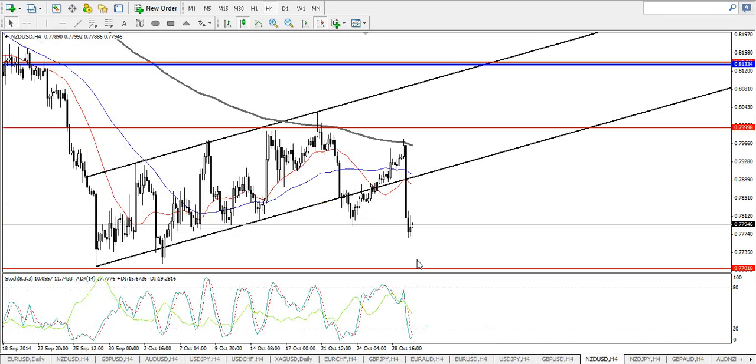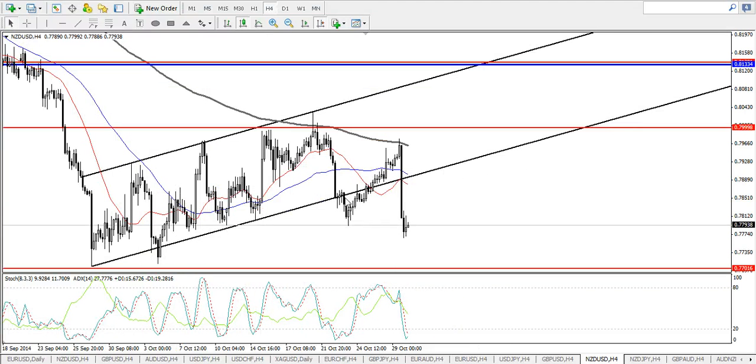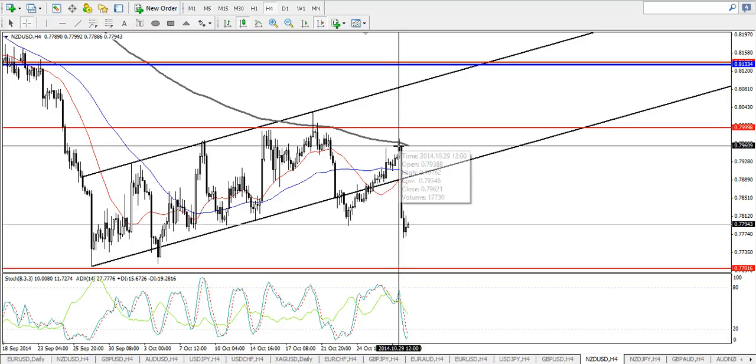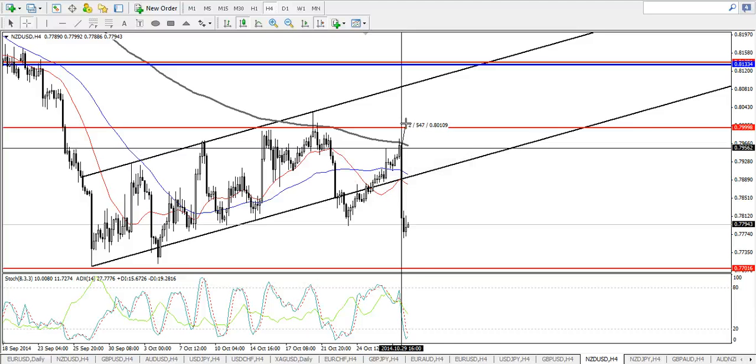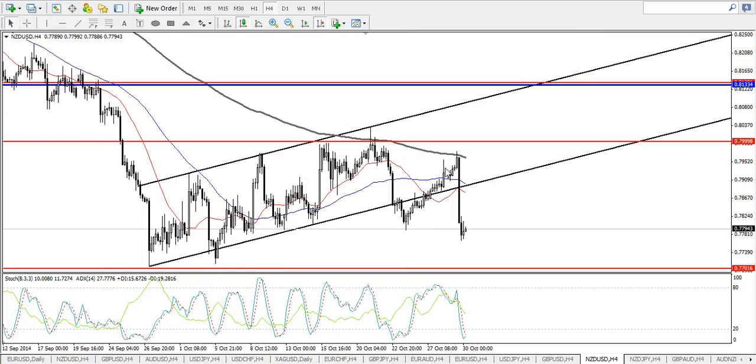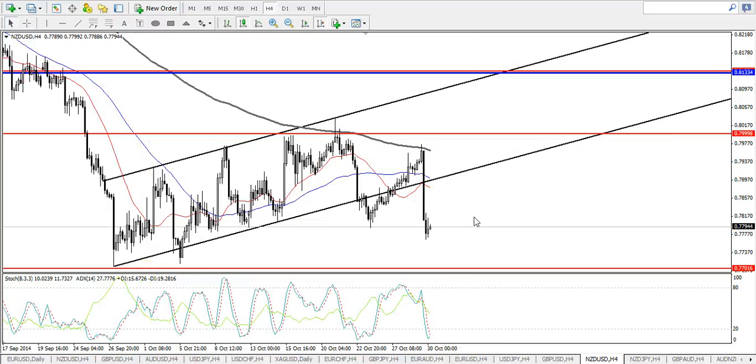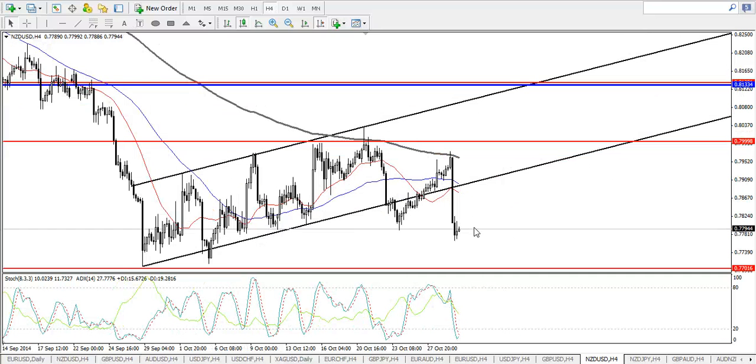Next, we shall look at the New Zealand dollar against the US dollar. So similarly, price has broken below the falling trend channel previously, came up and went back into the rising trend channel, and it is about to appreciate, but again, right after the FOMC statement, it plunges down.